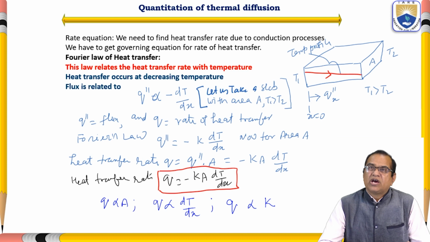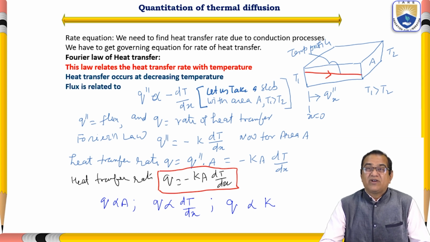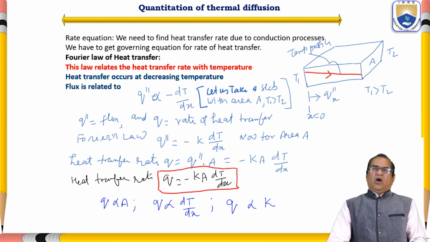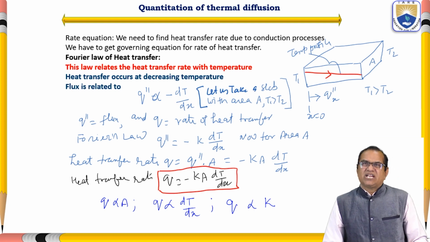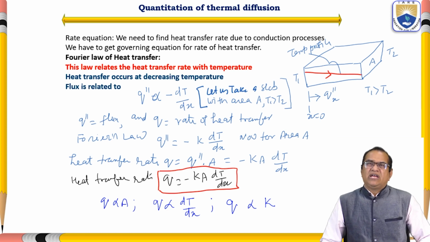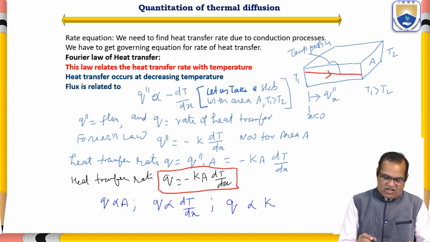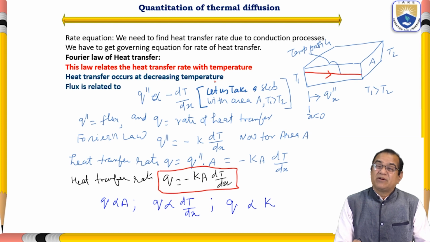So what is the rate equation? We need to find the heat transfer rate due to the conduction process. We have to get the governing equation for the rate of heat transfer. We have seen in the previous lecture Fourier's law of heat transfer. This law relates the heat transfer rate with the temperature gradient.